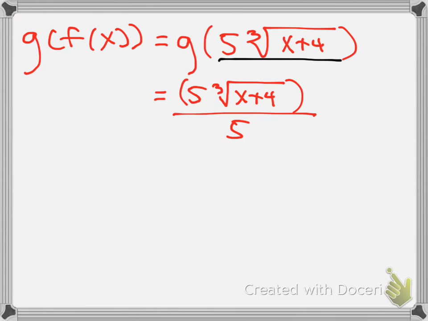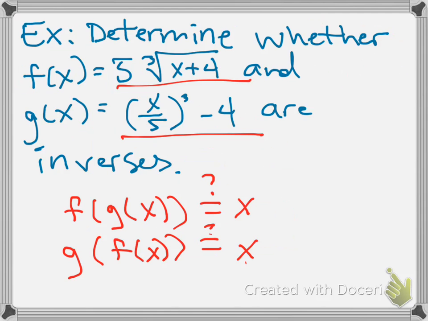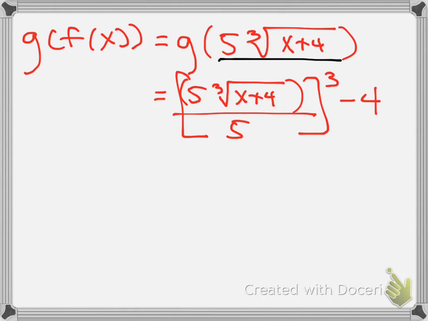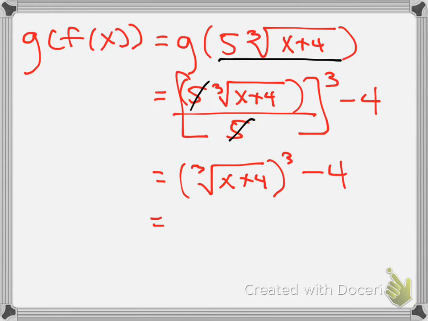Then we're going to be dividing that by 5. Then we have to cube the whole thing, and then we are subtracting 4. Let's make sure I wrote down everything correctly. Yes. Okay, so now we just need to simplify as much as possible. So of course we start off by canceling out our 5's. That leaves us with the cube root of x plus 4, cubed, minus 4. The cube root and the cubic function cancel each other out, so that leaves us with x plus 4 minus 4. And then, of course, 4 minus 4 is 0, so we're just left with x again.